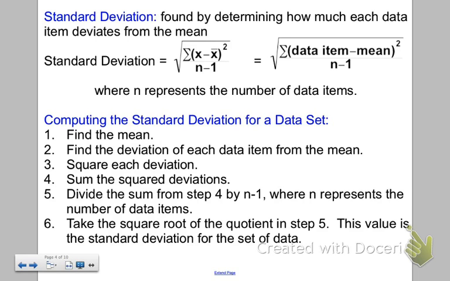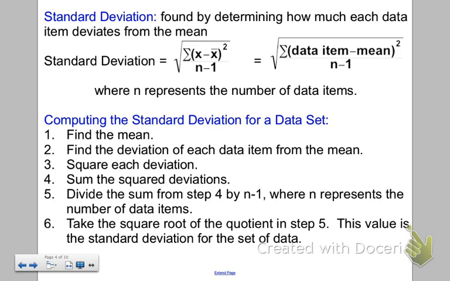The first thing we need to do is find the mean. We know how to do that. We've already learned how to find the mean. Then we need to find the difference between each of the data items and the mean, so we're going to subtract them. Then we take each of those results and square them. We sum them up, and then we divide by n minus 1 data items. So if there are 10 data items, we're going to divide by 9. If there were 6 data items, we're going to divide by 5. So you always divide by 1 less. And then our last step is to take the square root.